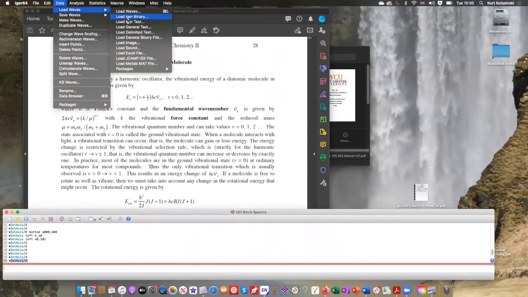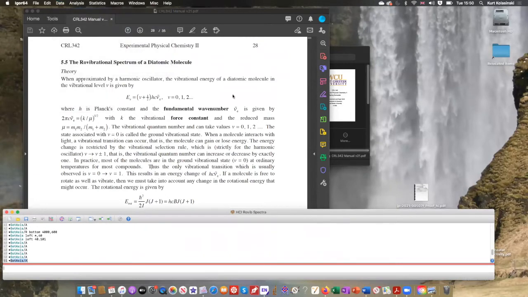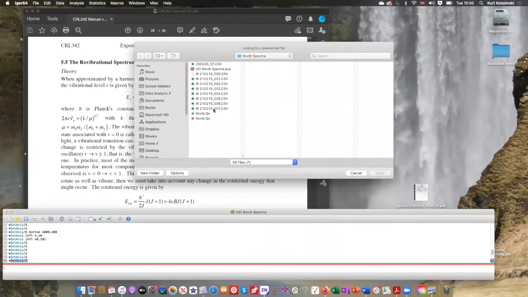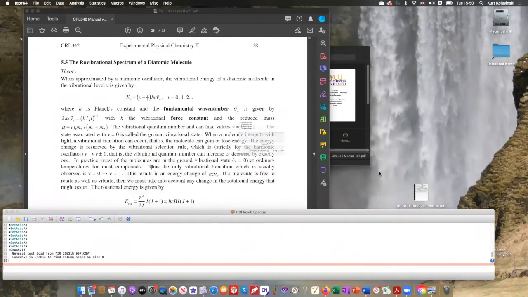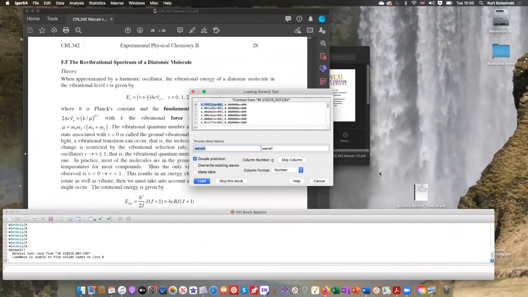So you have the waves available. Let's load general text. And I'm going to go right to that high resolution spectrum so that we can talk about that. What do we have? We've got two columns. The first column is the wave number. So let's call that wave number. And then the second column is the percent T. I'm just going to call that T. All right, I'll match that in number. I'm going to say over right here because I've already loaded this once, but I want to show it to you again, right? So we'll load that up.